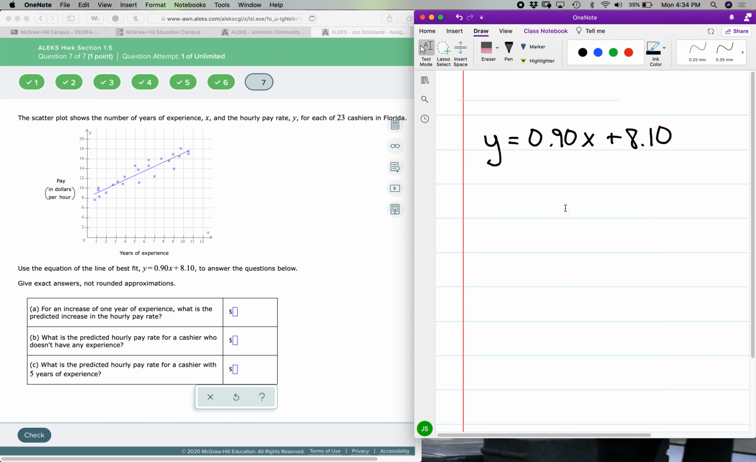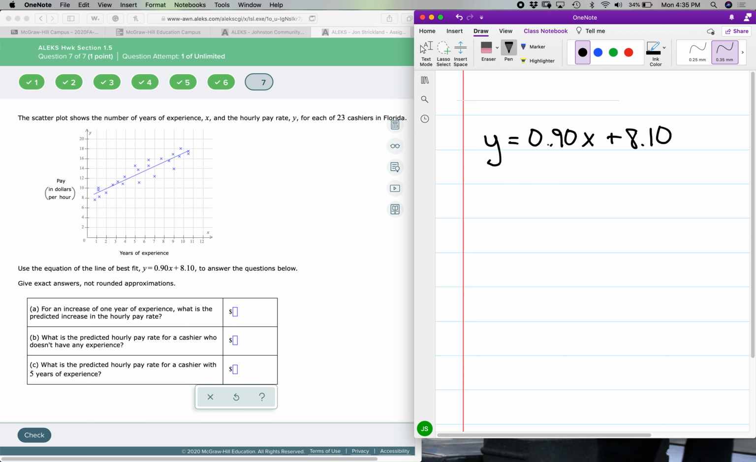With the scatter plot below, it says that it shows the number of years of experience x and the hourly pay rate y for each of the 23 cashiers in Florida. It says to use the equation of the line of best fit, y is equal to 0.90x plus 8.10, to answer the questions below, and to give exact answers, not rounded approximations. In this equation, y is in reference to the salary and x is in reference to the number of years of experience. In part A, it says that for an increase of 1 year of experience, what is the predicted increase in the hourly pay rate?